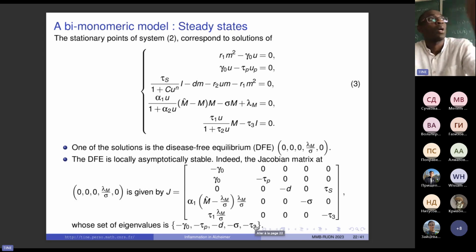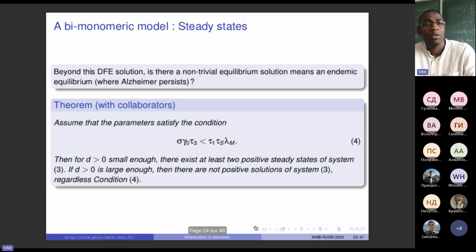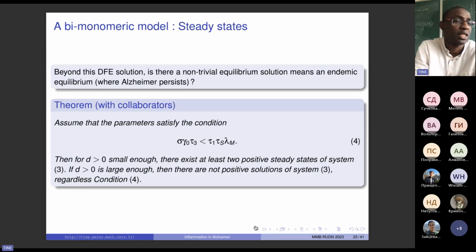And when we want to look at another equilibrium, beyond this disease-free equilibrium, is there a non-trivial equilibrium solution? That means an endemic equilibrium solution where Alzheimer's persists. So this is the question: can I have another equilibrium point which is not a disease-free equilibrium, that means an endemic equilibrium?